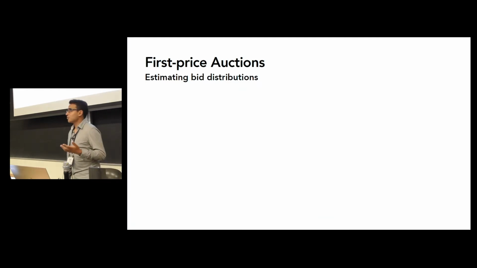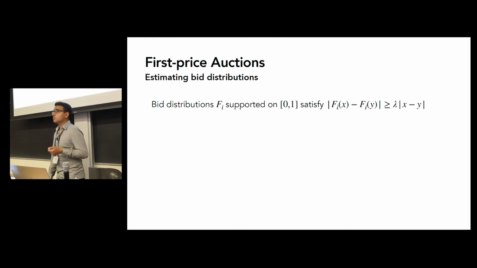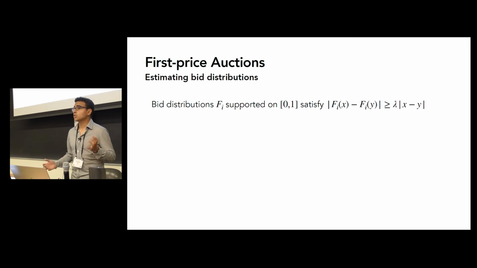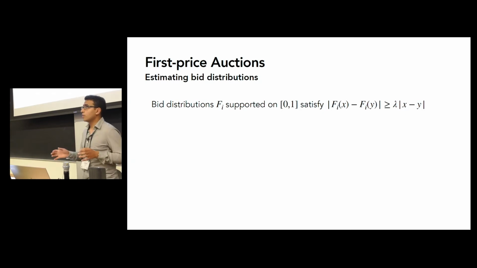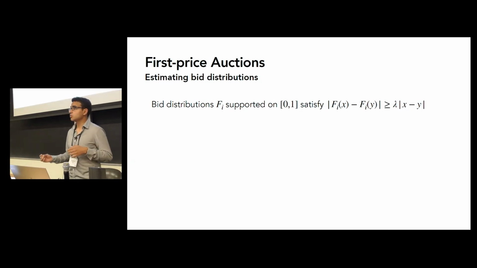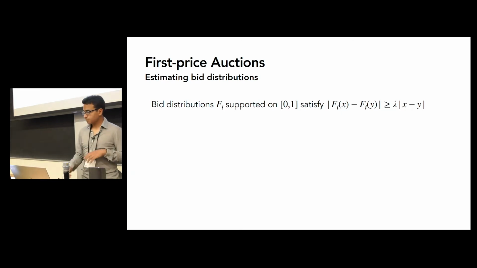And now I'm going to jump into what our actual results are. So we'll start with the first price auction case. In this case, we'll start with just estimating bid distributions, so we won't worry about values for now. We'll assume that each agent has a bid distribution, capital F_i, that's supported on some interval [0, 1]. And we'll assume this extra condition that is sort of like a lower bound on the density of these bid distributions. And we'll get rid of this assumption later, but for now, we need it.